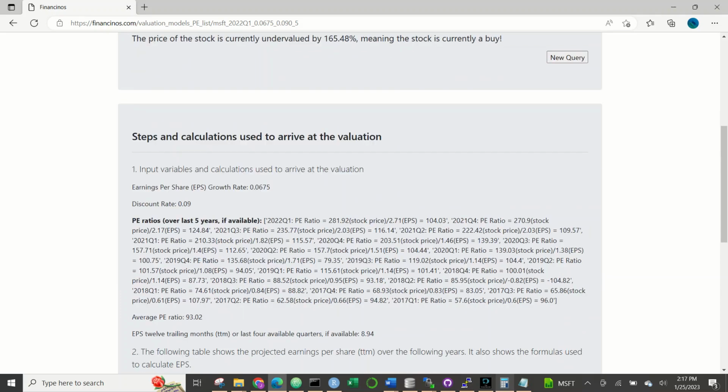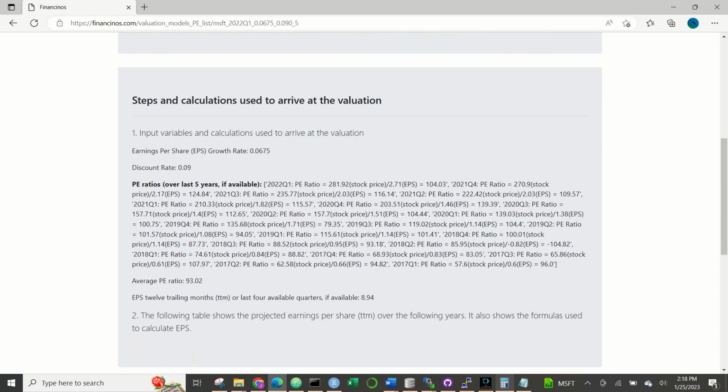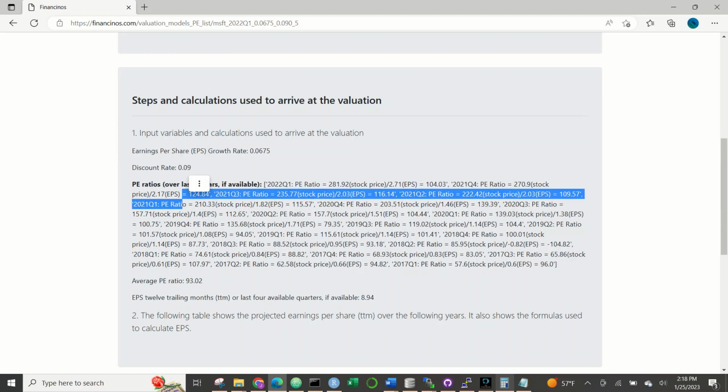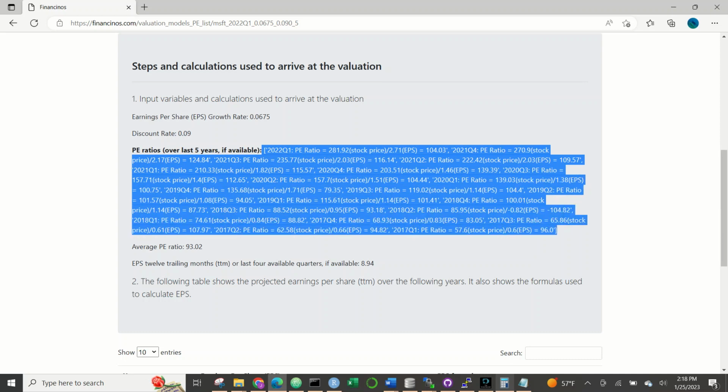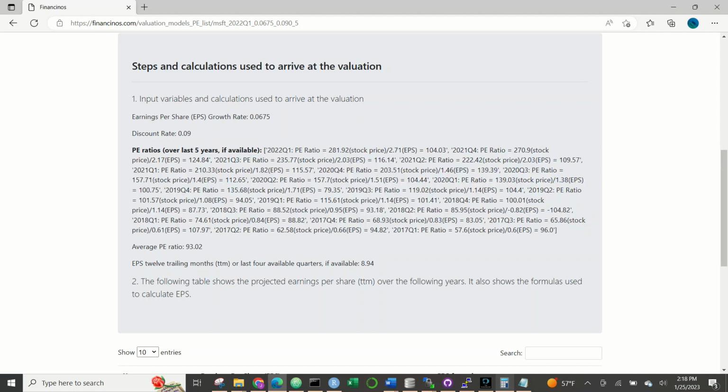So how do we arrive at that valuation? Well, there are a few steps, a few input variables and calculations that were used to arrive at the PE model valuation. One is we inputted our earnings per share growth rate at 6.75% and our discount rate at 9%. We take a look at the PE ratios over the last 5 years. This whole list calculated our PE ratios for the last 5 years, if that PE ratio was available, of course. It looks like the last PE ratio that was calculated was 2017 Q1.